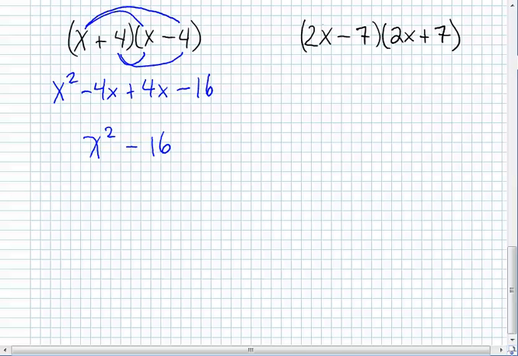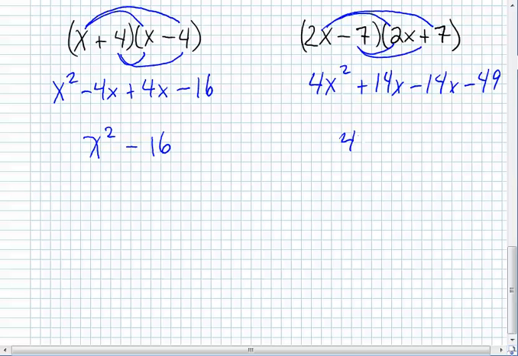Likewise for the other one, 2x times 2x is 4x squared, a perfect square, and 2x times 7 is positive 14x. Negative 7 times 2x is negative 14x, and negative 7 times 7 is negative 49, leaving behind 4x squared minus 49. Again, a difference of squares. Okay, so there we go. That works. Let's skip to the really easy part now, because believe it or not, that was the hard part.